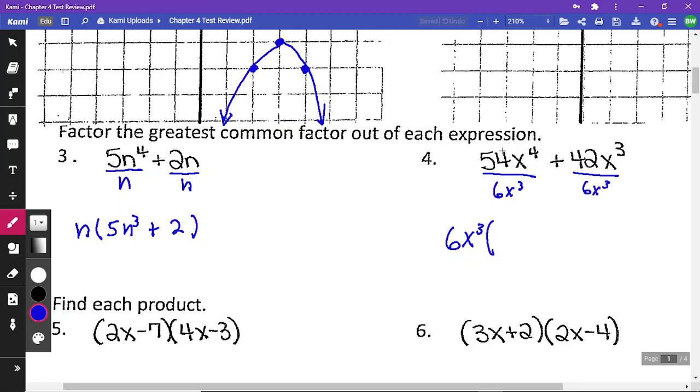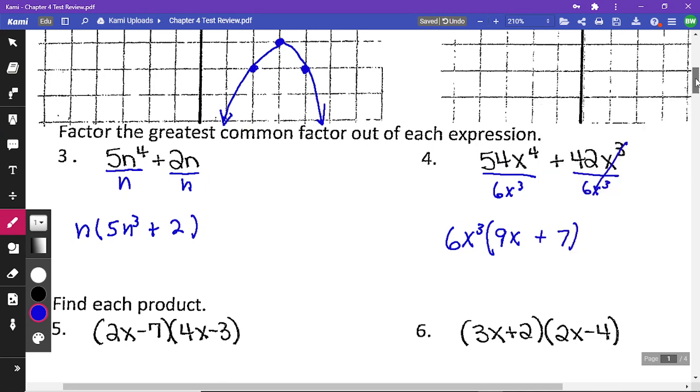On the left, 54 divided by 6 is 9. x to the fourth divided by x cubed leaves x. And then our other term inside the parentheses, 42 divided by 6 is 7. And the x's cancel on that one. So that's it, and it's factored. You can check it quickly, multiply it back, and see if you get what it's supposed to be, and you do. So that's factoring out the greatest common factor.